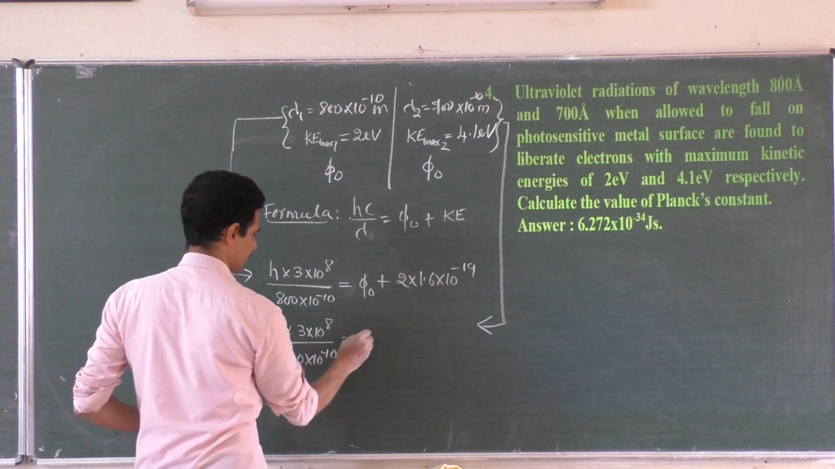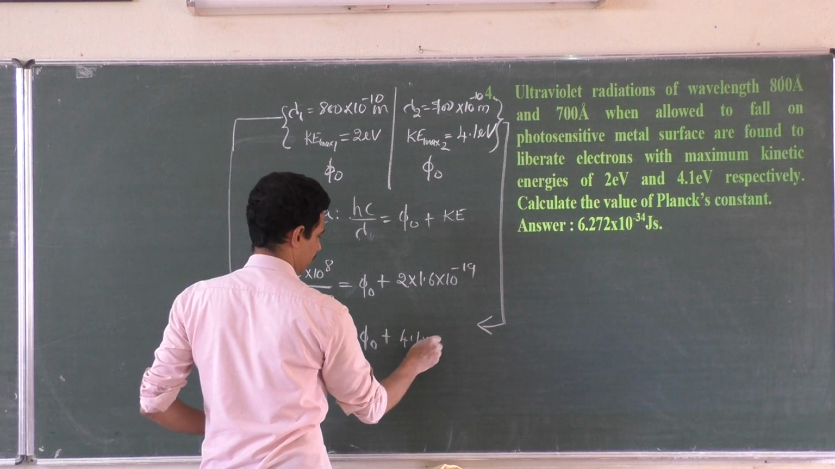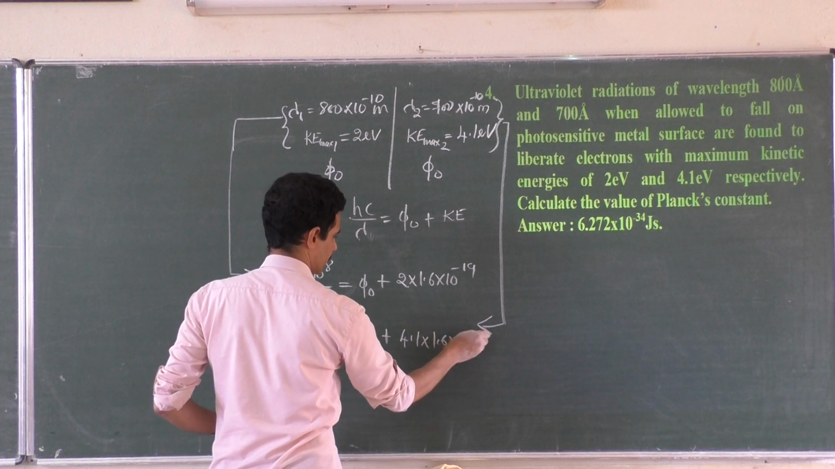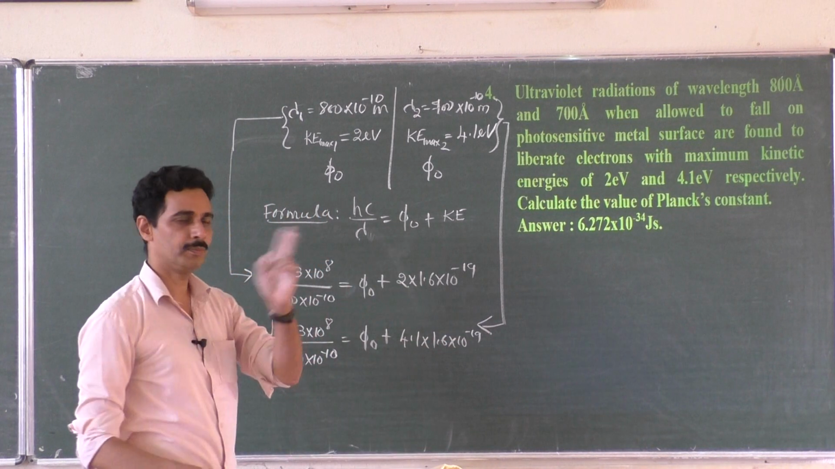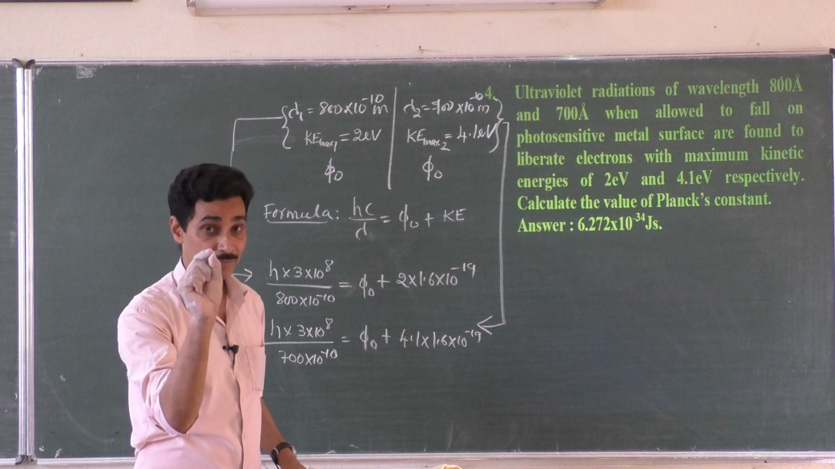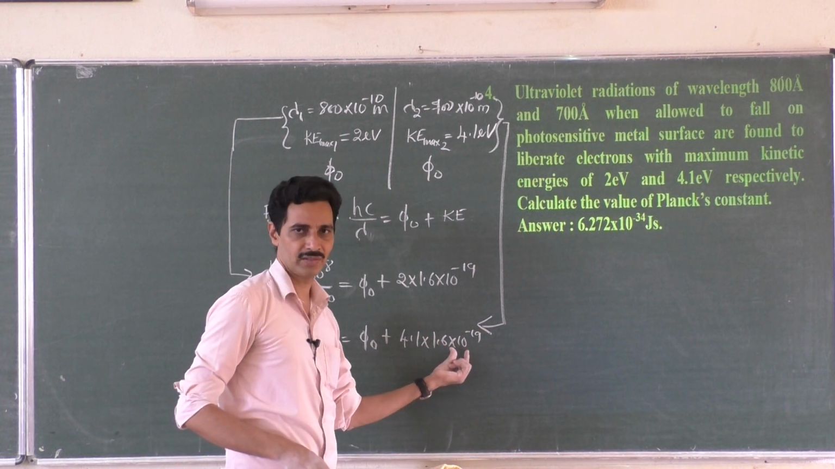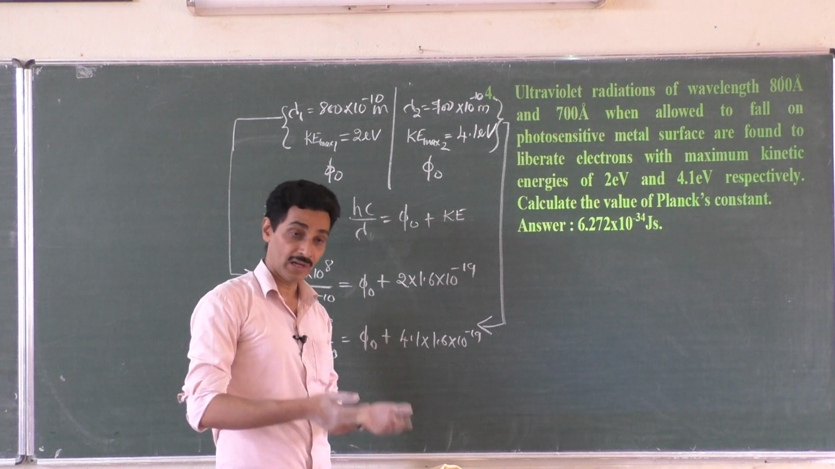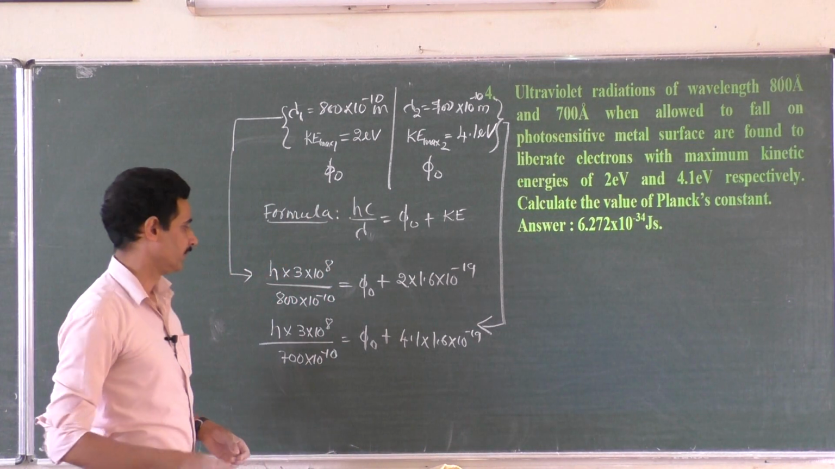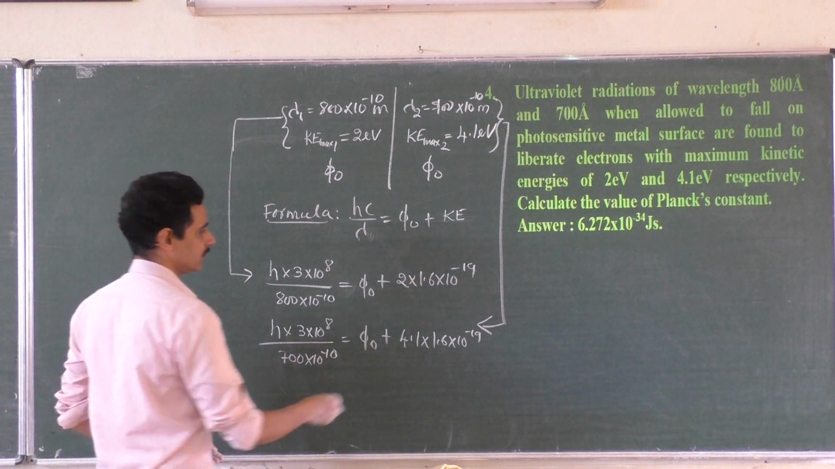hc by lambda. Same work function, same material. Energy of the electrons is more. 4.1 into 1.6 into 10 to the power minus 19. So electron volt multiply by 1.6, because in electron volt you see e is multiplied to V, right? So multiply the electron volt value to 1.6 into 10 to the power minus 19 to get joules. To convert joule to electron volt, divide it. Okay, what else? Shall we subtract the two equations?